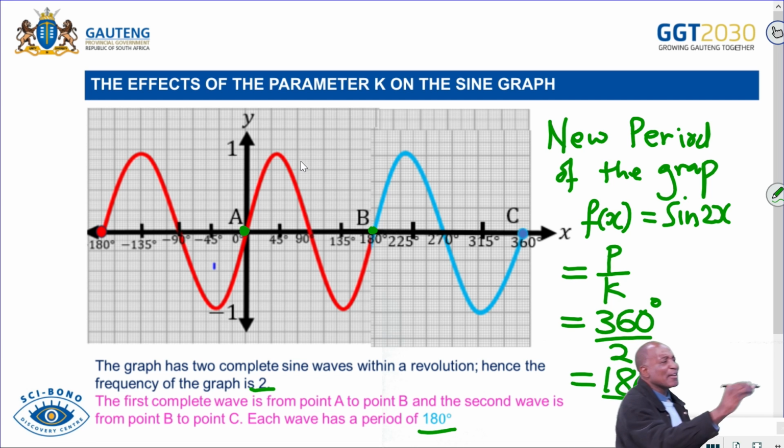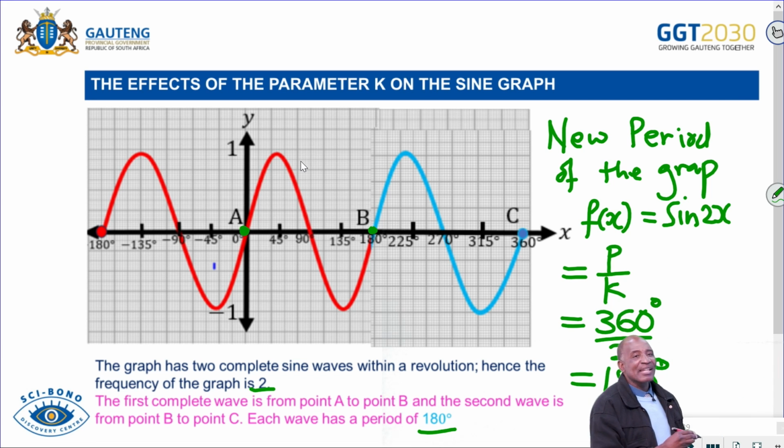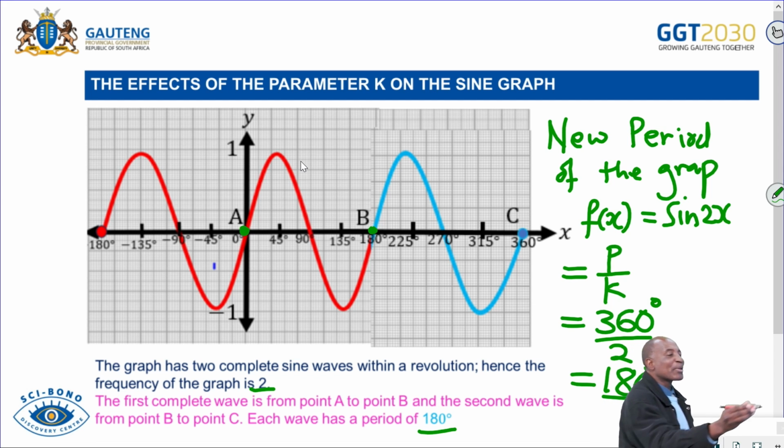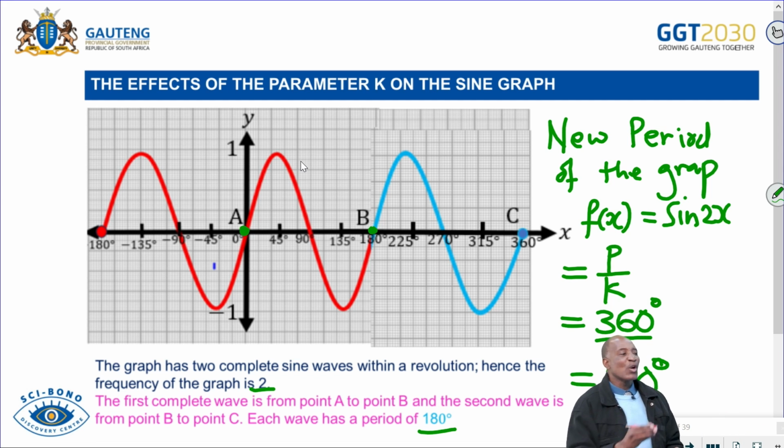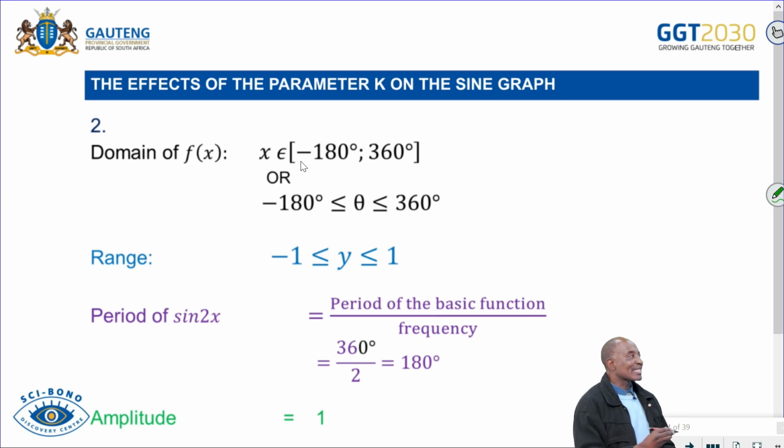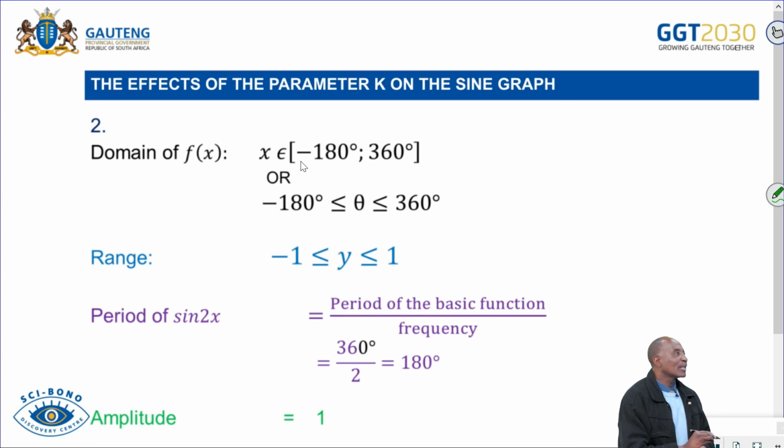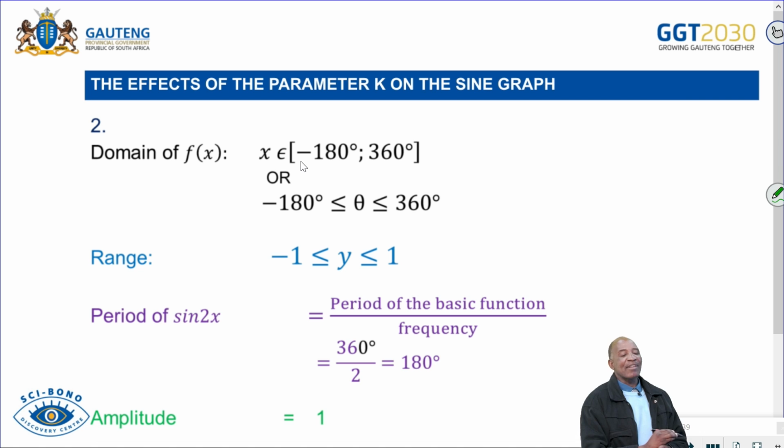So this is the effect of multiplying that variable x by 2. It means I will see 2 complete sine graphs in a revolution. Then the period has come down to 180, which is basically the period of the standard graph divided by 2. Therefore, in conclusion, my domain is negative 180 to 360. My range is negative 1 to 1. Otherwise, my period of the graph is going to be the standard period divided by 2.